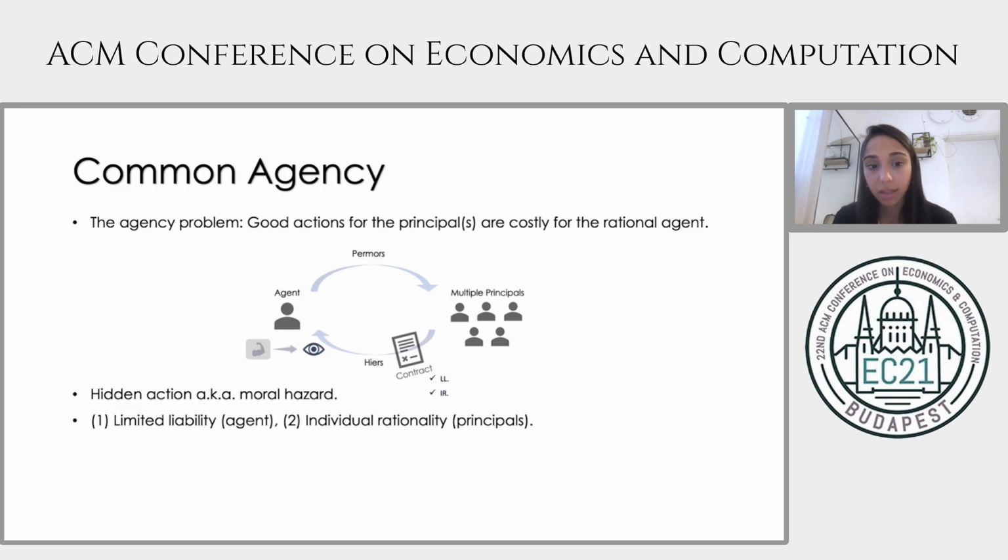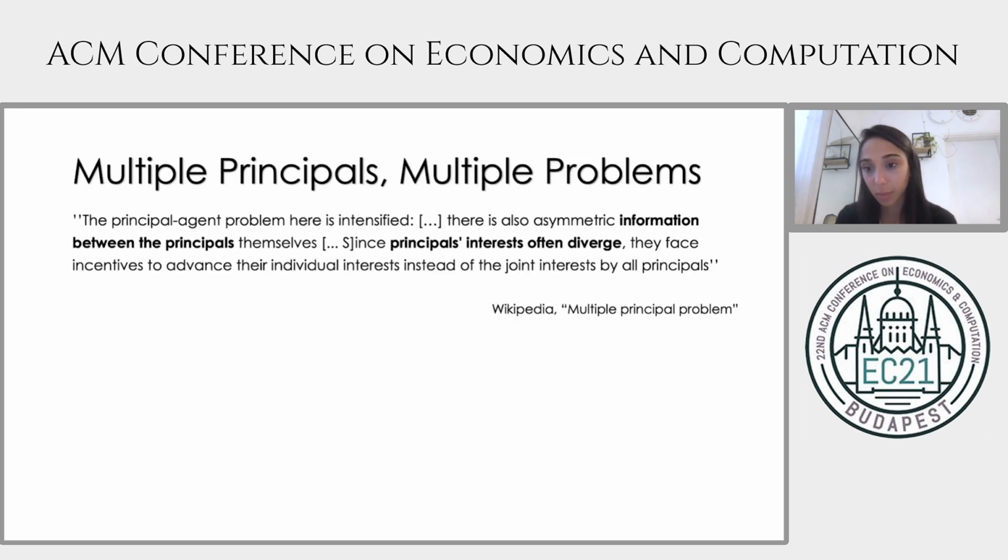The third ingredient is the challenge of coordinating multiple principals that intensifies both problems above. So this is a quote from a Wikipedia page on multiple principals. And basically, it says that more issues arise since now not only is there asymmetric information between the principals as a group and the agent whose action is hidden, there is also asymmetric information among principals themselves. Since each principal might have different privately known value for each outcome, their interests often diverge.